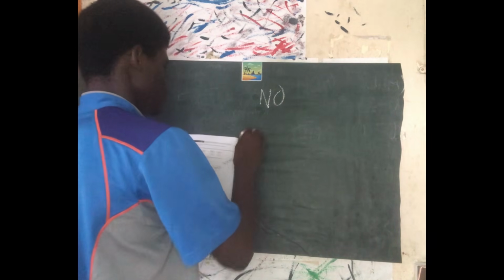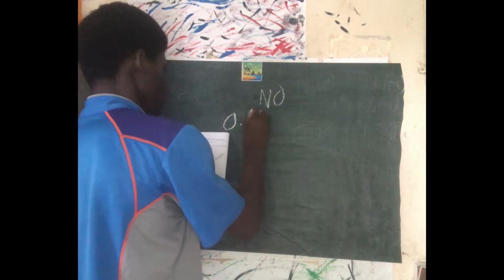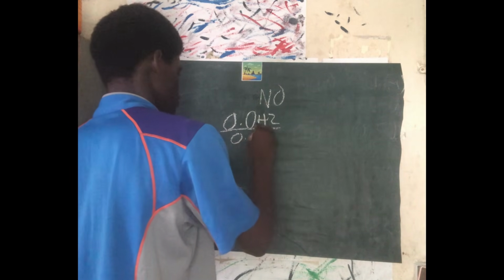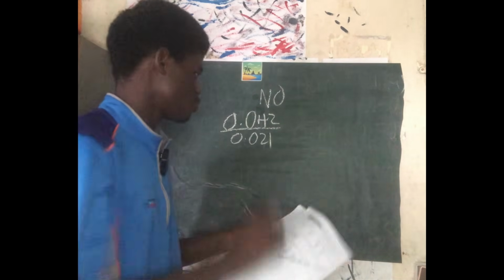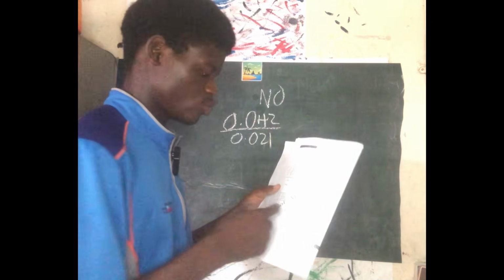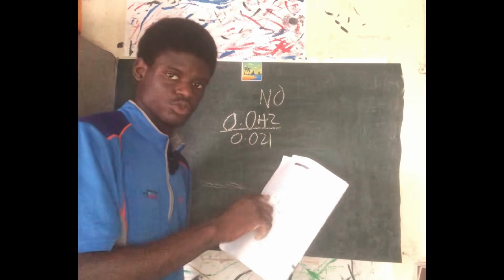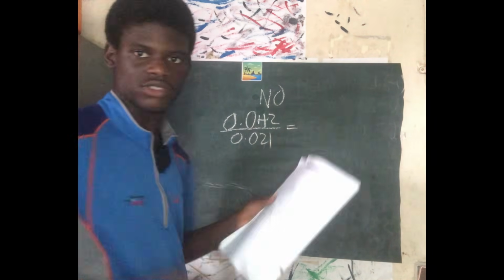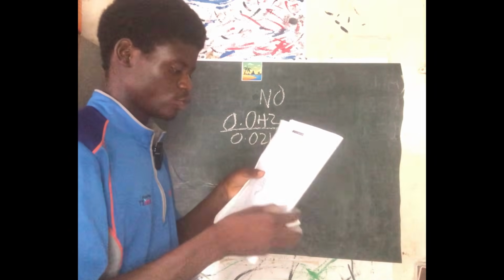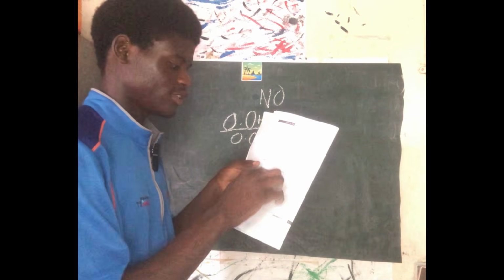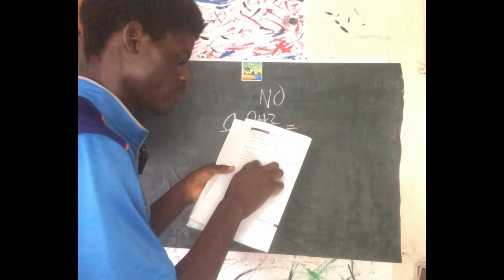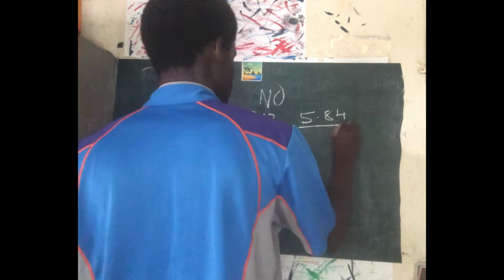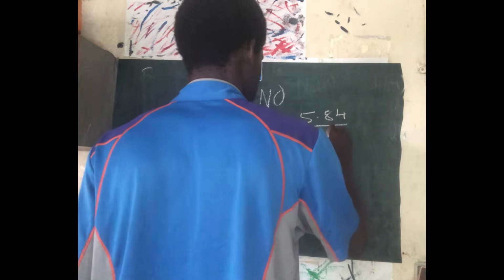So for the part where NO is changing, that will be 0.042 divided by 0.021, the bigger one divided by the smaller one. Then we go to the initial rate and do the same thing: 5.84 divided by 1.46.